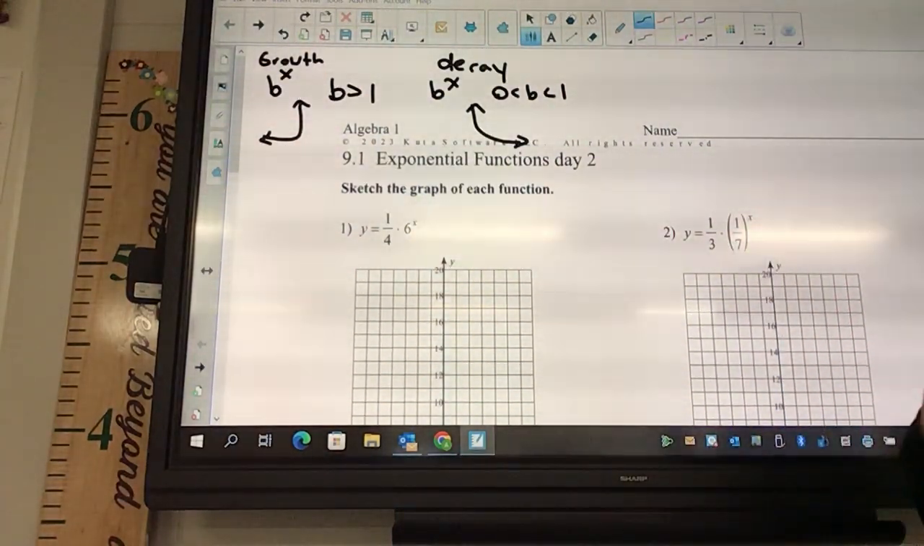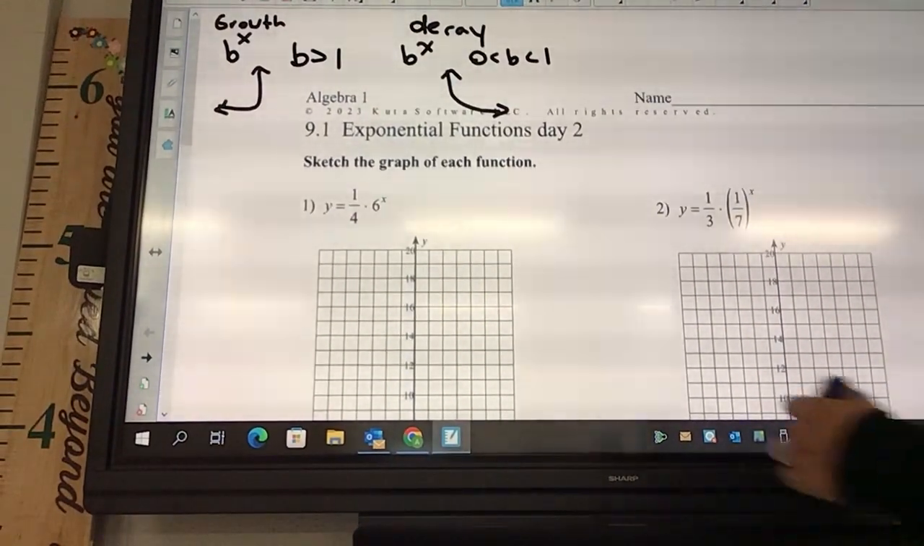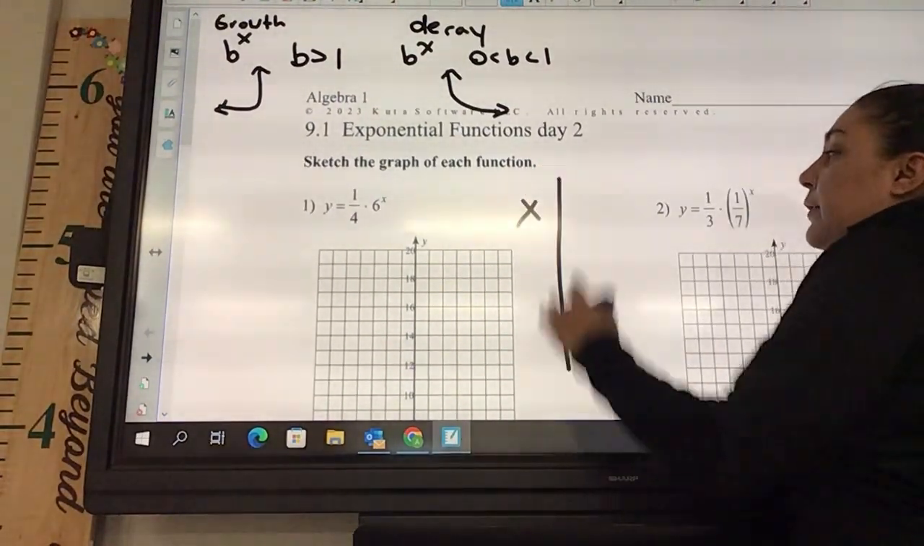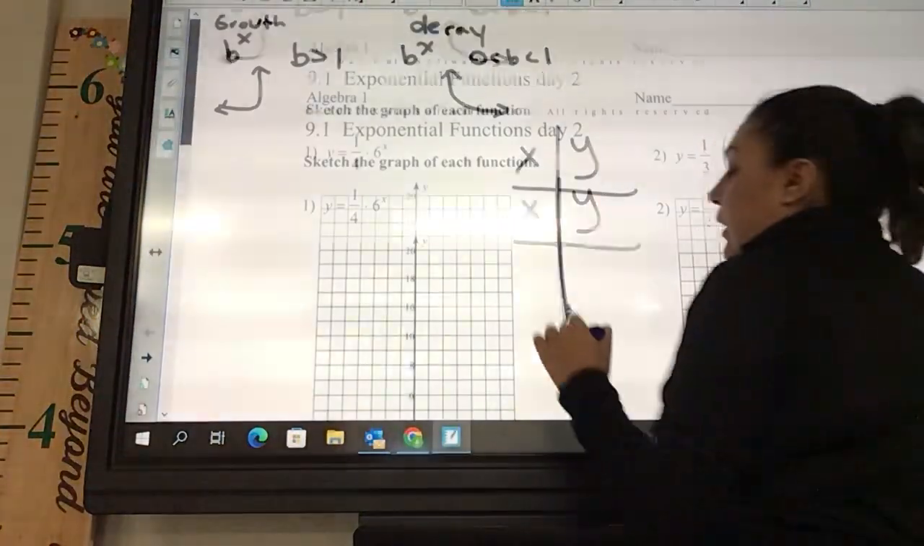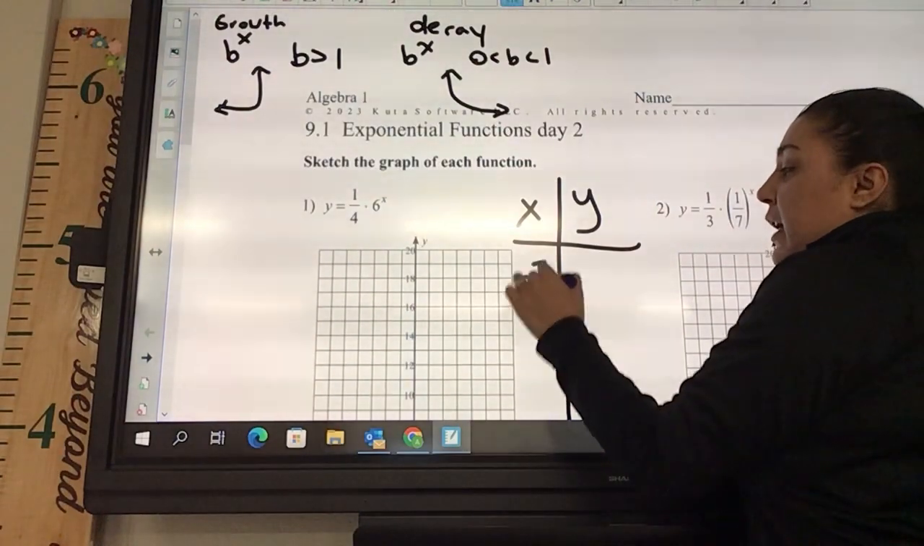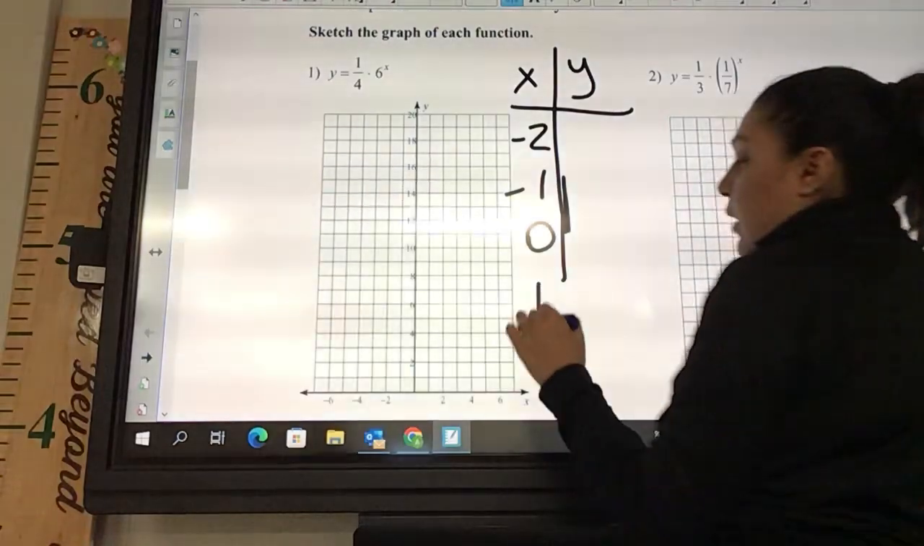In order to graph these, you need at least a couple points. So we're going to use the same points on all these problems, okay? You're going to make an XY chart, and you're going to use the same 5 points every time: -2, -1, 0, 1, and 2.